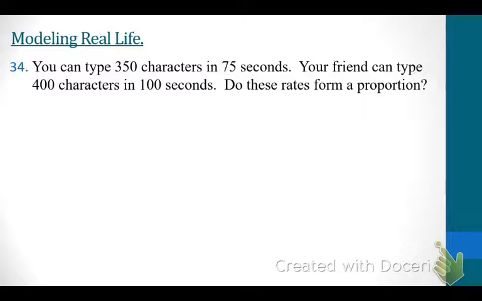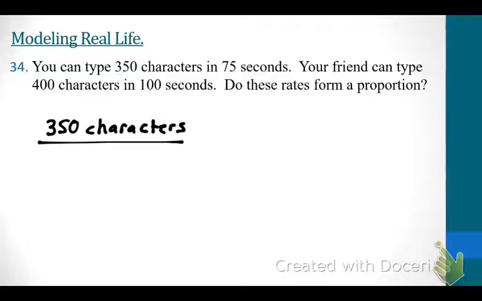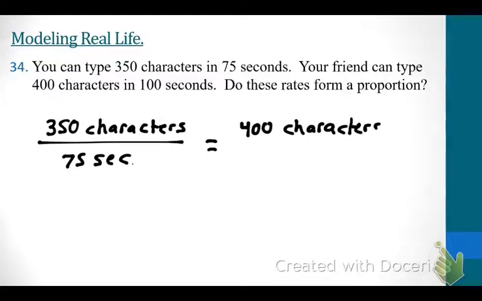Modeling real life. You can type 350 characters in 75 seconds, and your friend can type 400 characters in 100 seconds. Do these rates form a proportion? You want to go ahead and set up a fraction once again. 350 characters over what? 75 seconds. We want to see if that equals the other side. What should I write on the other side? 400 characters per 100 seconds.